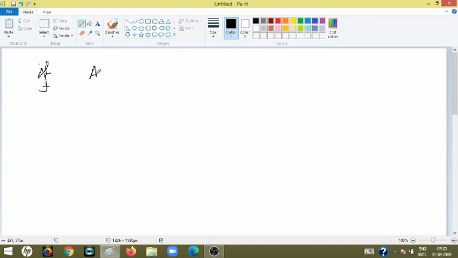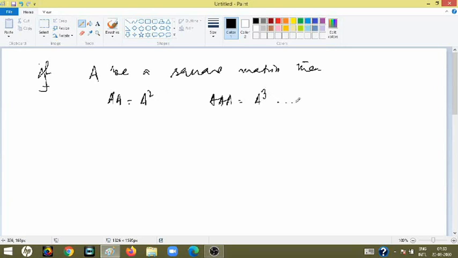If A is a square matrix, then we can define A squared, A cube, and so on. It holds good if it is a square matrix. Otherwise, whether matrix multiplication is defined or not, we do not know.